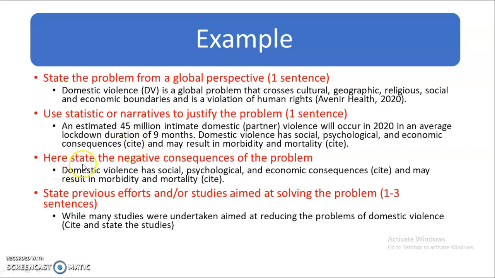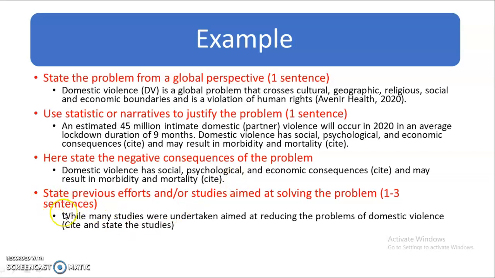Then here you state the negative consequences of the problem. You show that domestic violence has social, psychological, and economic consequences. Of course you cite, and then you say that it may result in morbidity and mortality, and you cite, and you show other consequences that are likely to come up as a result of this problem.